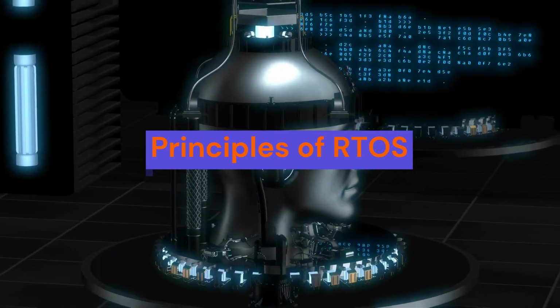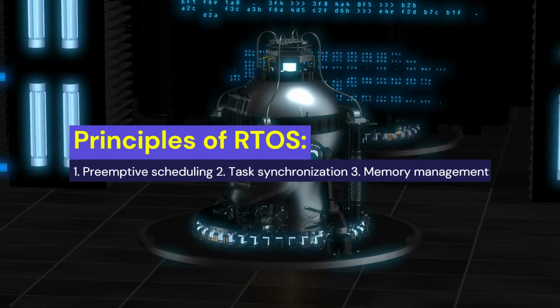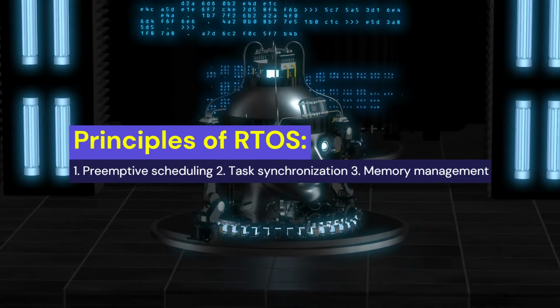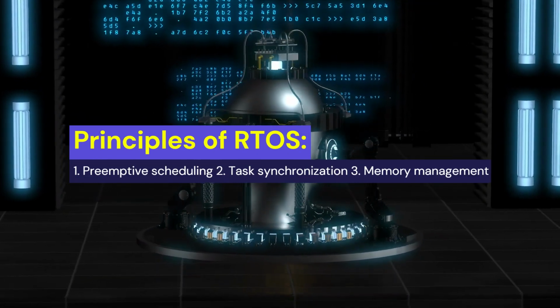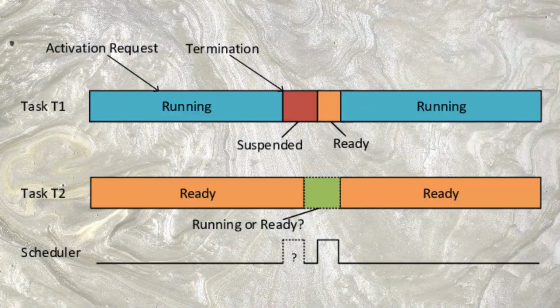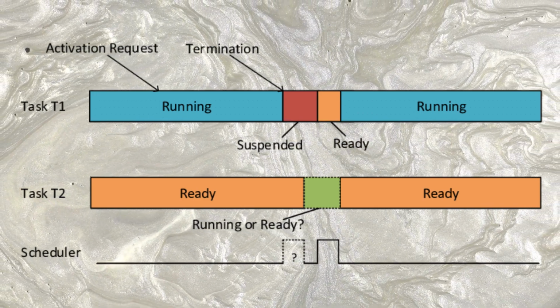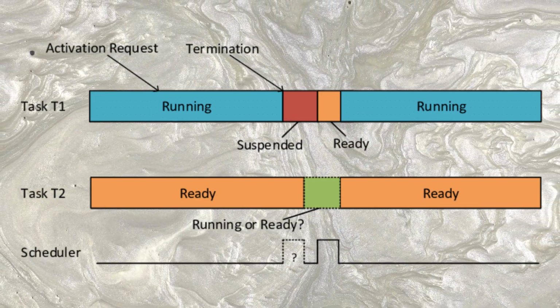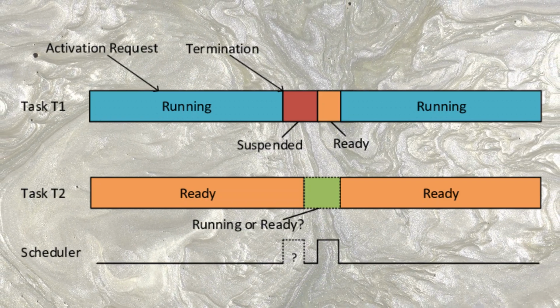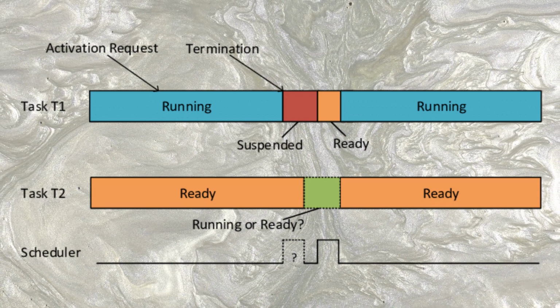Principles of RTOS. RTOS follows certain principles. Here are a few important principles we can see. 1. Preemptive scheduling. RTOS uses preemptive scheduling algorithms to prioritize tasks based on their urgency and importance. Higher priority tasks preempt lower priority ones, ensuring that critical tasks are executed promptly.